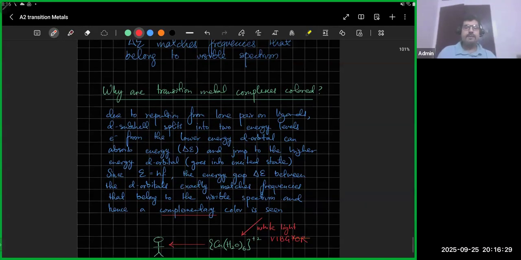Okay, so is this clear? This 4-mark answer about why a transition metal complex is colored.